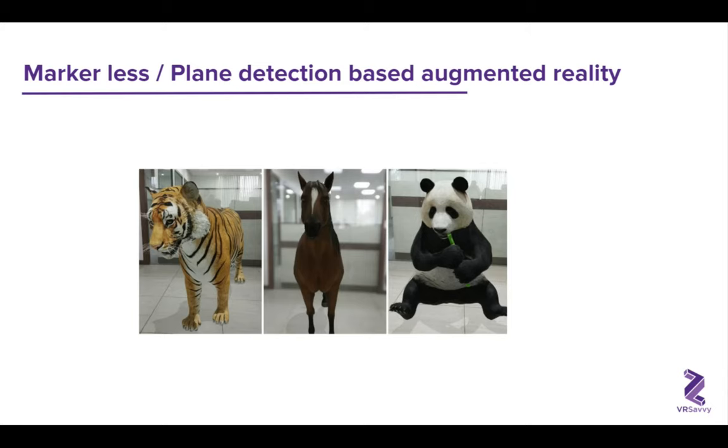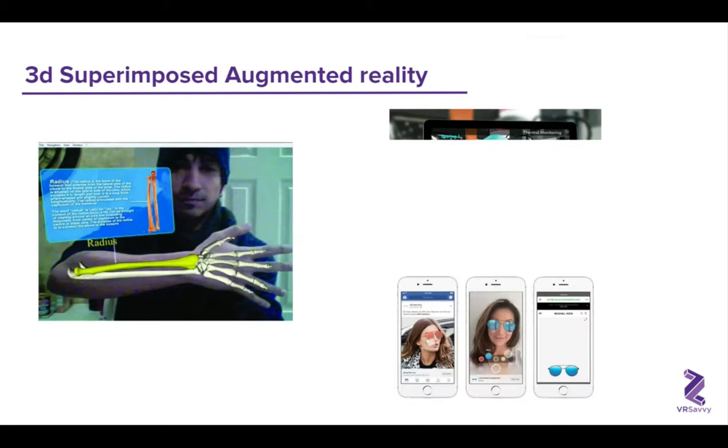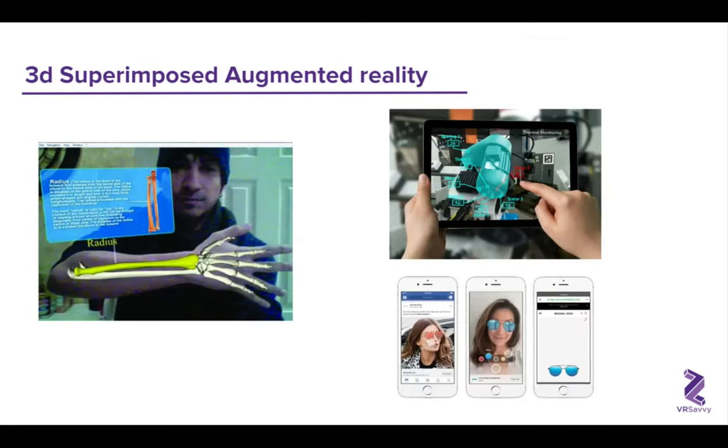So we will be seeing about the jargons a little later in the slide. So that is the second type of augmented reality application. If you use these jargons in any of the sessions, then people will know what you are speaking about. So marker based is one thing, markerless is second. Third is 3D superimposed augmented reality. Most of the AR filters you are using nowadays are called 3D superimposed augmented reality applications.